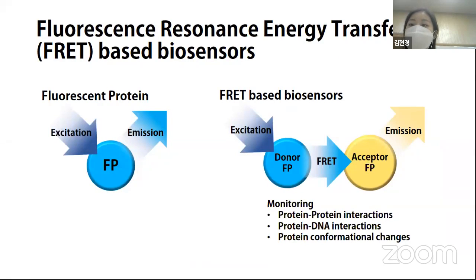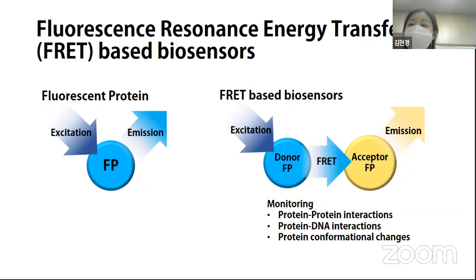A fluorescent protein absorbs specific wavelengths of light and emits specific lights with longer wavelengths. FRET biosensors conceived this idea using two kinds of fluorescent proteins. When light excites the donor fluorescent protein, its emitted light with specific wavelengths is absorbed by the acceptor fluorescent protein. Again, the acceptor fluorescent protein emits specific light. This kind of energy transfer is called FRET, and these kinds of biosensors are called FRET-based biosensors.